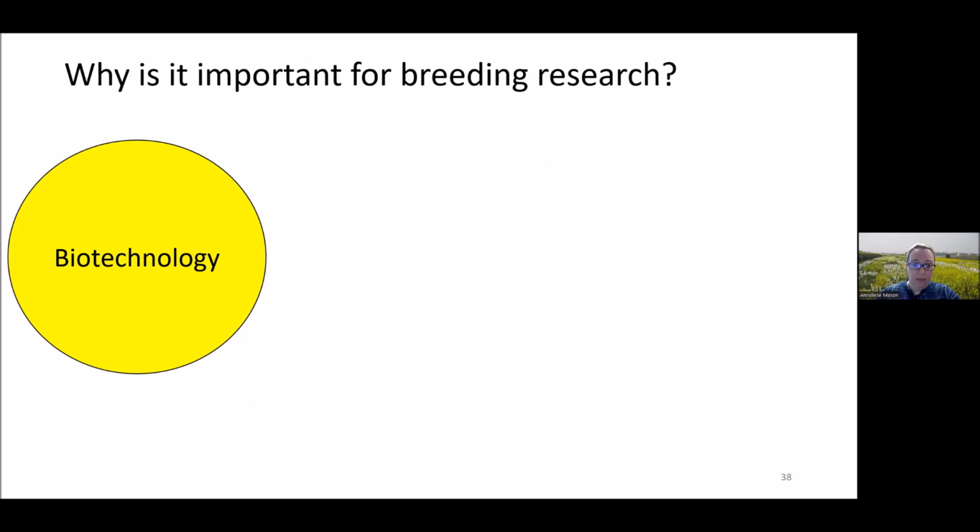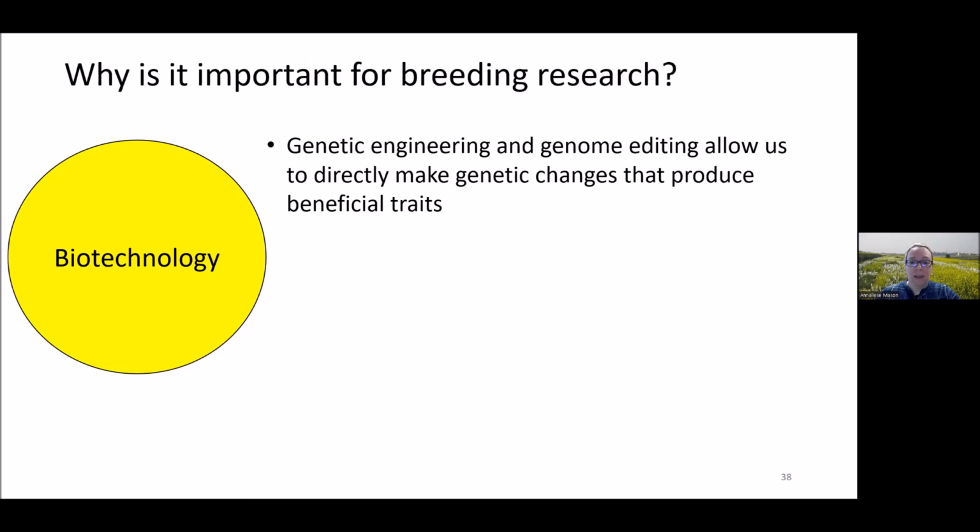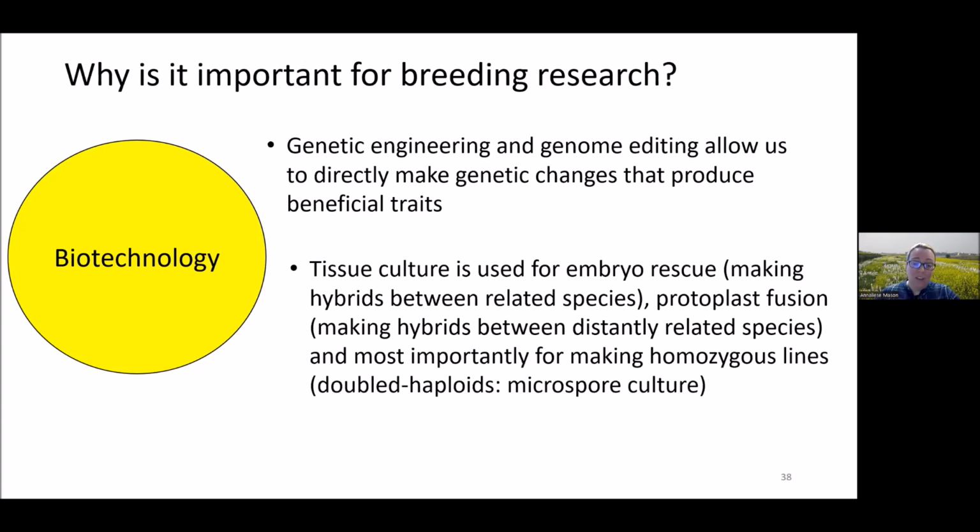It's important for breeding research because genetic engineering and genome editing can allow us to directly make genetic changes that produce beneficial traits in the plants, when this is actually allowed by country-specific regulations. Tissue culture also, so that's when we take pieces of leaf or something, for instance, and then actually grow them in a petri dish in the lab.